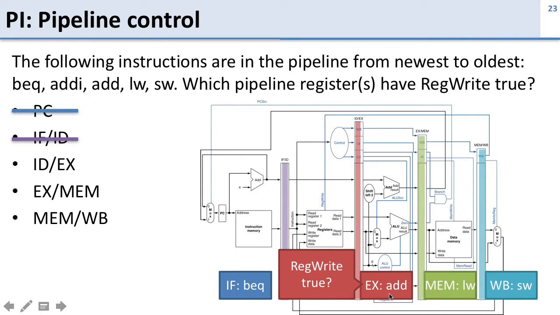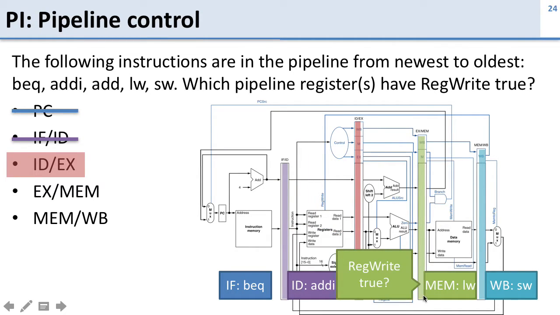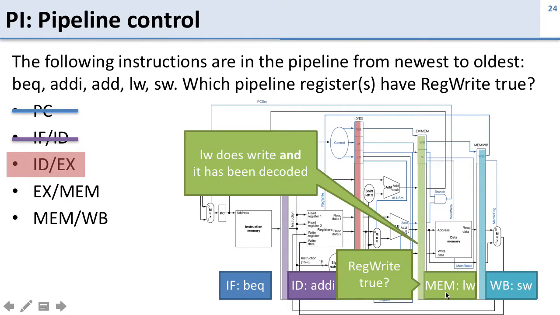How about the execute stage, our add instruction? Is reg write true? Well, yes. Add does write back to the register file, and we've done the decode stage, so now we're going to be storing reg write as true here in this pipeline register. So that one's true. How about the next stage? Is reg write true for the memory instruction here, or for the load word instruction in the memory stage? Well, again, load word takes data from the memory and writes it to the register file, so it does write to the register file, and we've passed the decode stage, so the reg write bit in this pipeline register will be true here. So that one's also true.